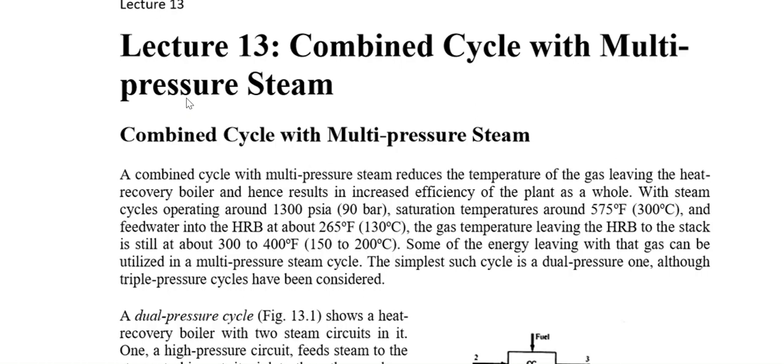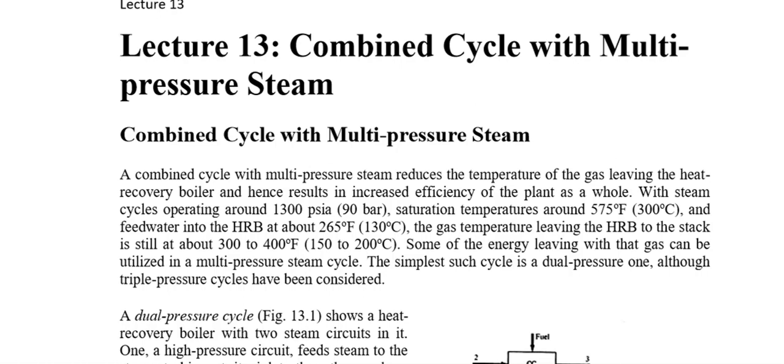Having said that, we have also done a numerical in which we have seen that the energy which is leaving the stack is still at a temperature of around 300 to 400 degrees Fahrenheit. So that means if in a combined cycle the steam is generated at a pressure of, for example, 90 bar and 300 degrees centigrade, the energy leaving the stack would still be high enough, so we can still harness that energy and produce some extra power out of it.